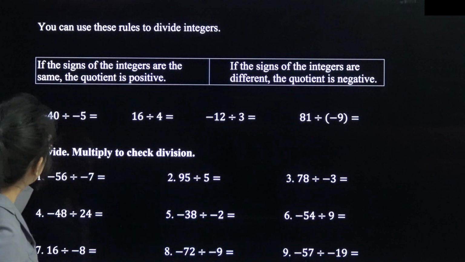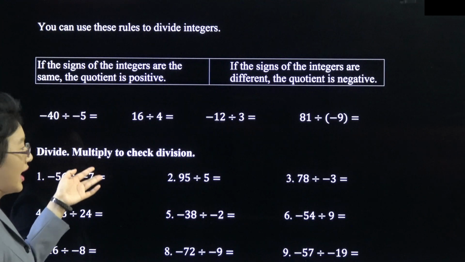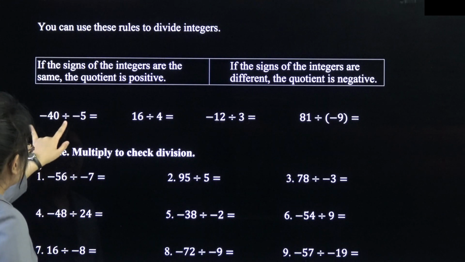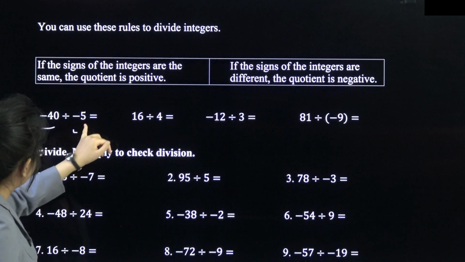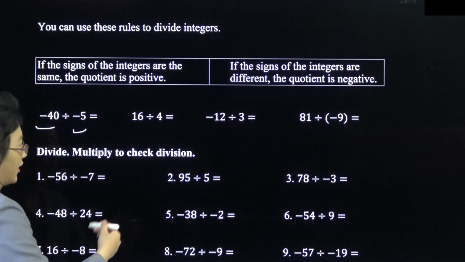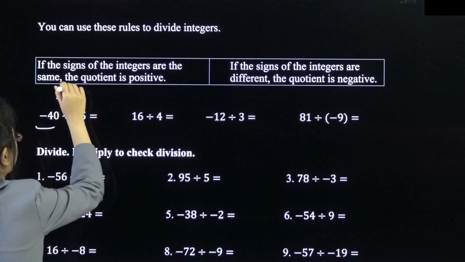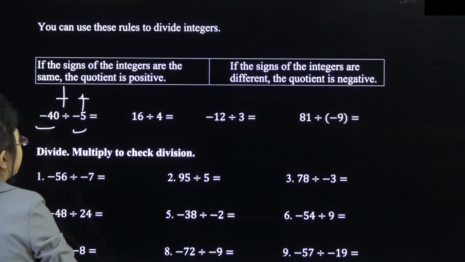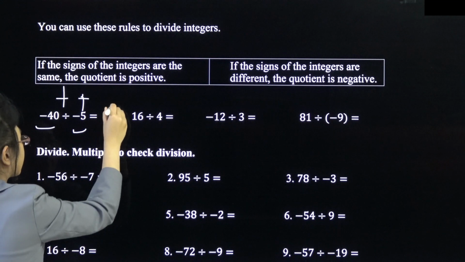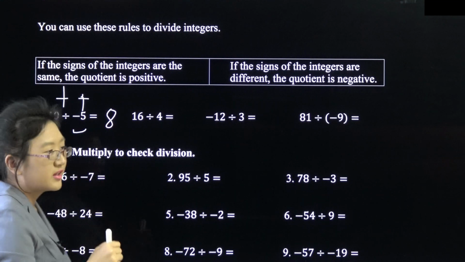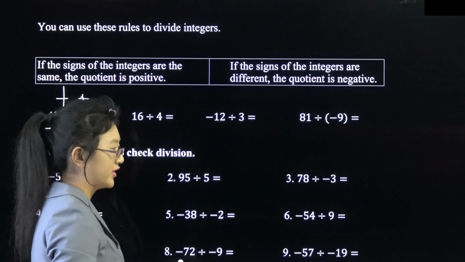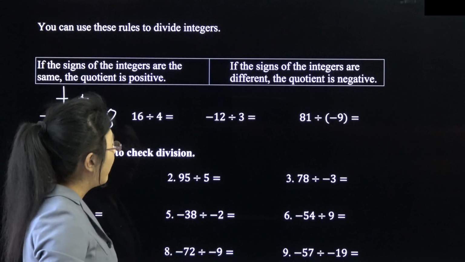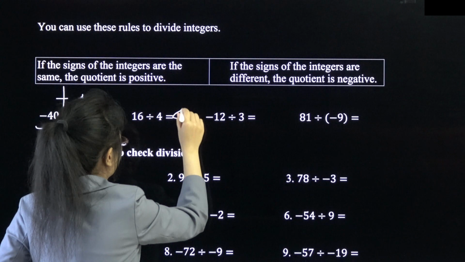For example, negative 40 divided by negative 5 is just 40 divided by 5, which is 8. And then you say, these are both negative, so it's a positive. 2 negatives make a positive. And then 16 divided by 4, they're both positive integers. They're the type of divisions that we've been doing for years already. Therefore, we already know it's just 4.